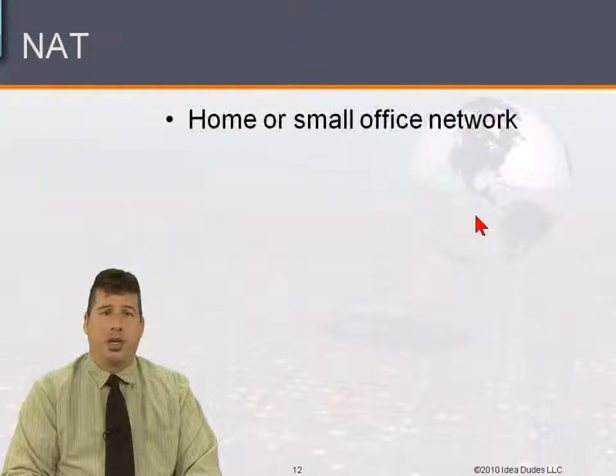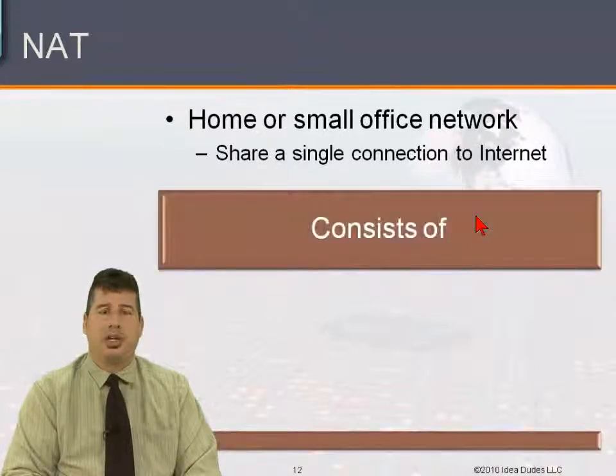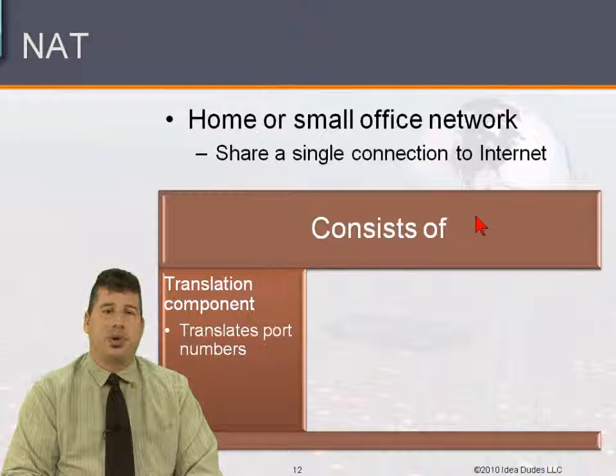Then we have network address translation, which we talked about before. A home or small office network shares a single connection to the internet and consists of a translation component, which translates port numbers, such as 25 for SMTP for your email, POP3 for collecting your email, Point-to-Point Tunneling Protocol, 1723, RDP, 3389, 1434 for SQL Server, 20 and 21 for FTP, 23 for Telnet.